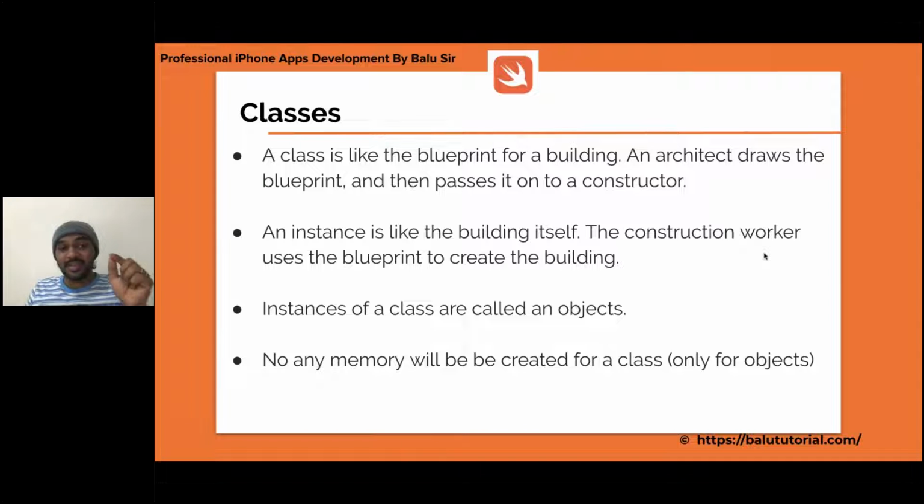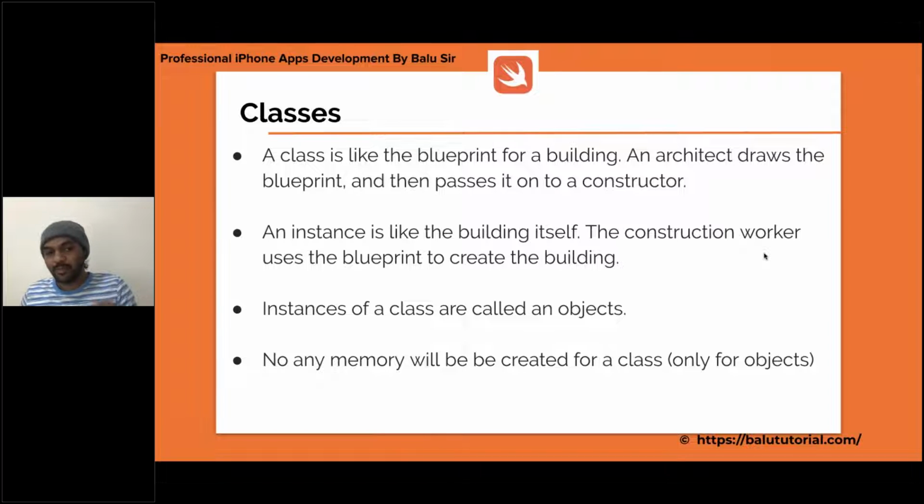Then an instance is like the building itself. When you are constructing the building one by one, the construction worker uses the blueprint to create the building. The physical building, we are going to call as what? Object or instance. People always confuse what is class and what is instance. A class is a blueprint of my data model, whereas the instance is a physical implementation of that particular blueprint. So an instance of the class is called an object.